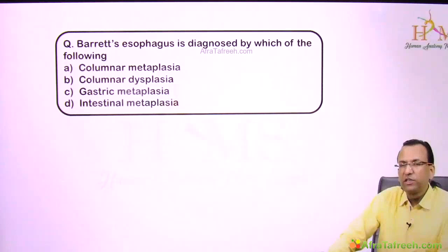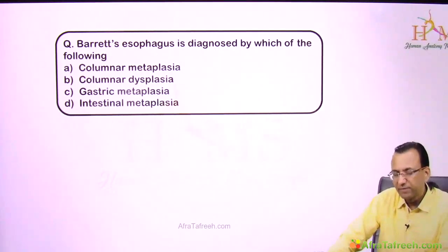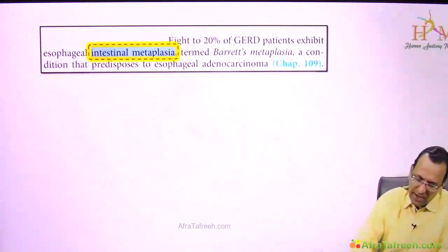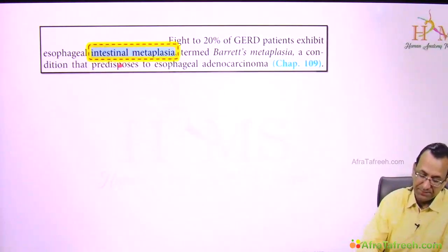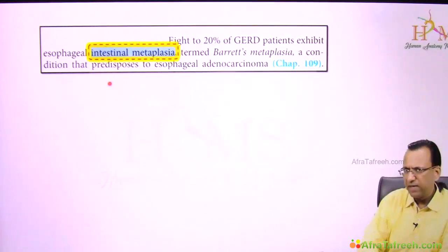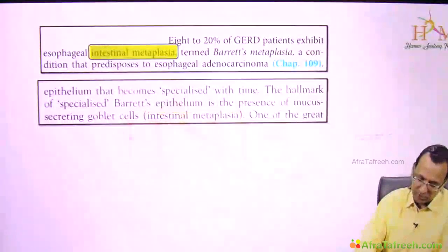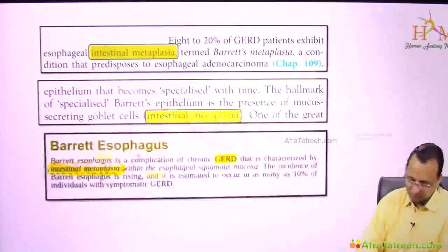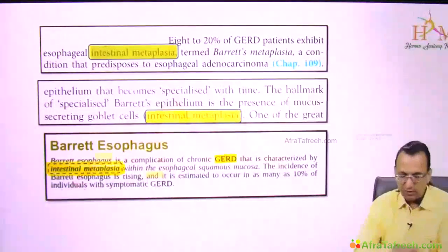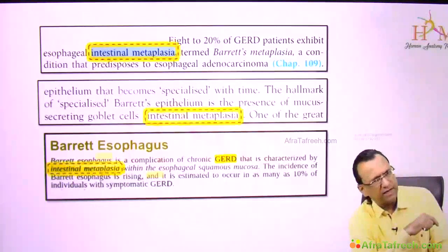It's a controversial question, actually. Anyway, what is the answer? If you read Harrison medicine, it will say it is intestinal metaplasia. And what if you read Bailey Love surgery? It is intestinal metaplasia. And what if it is Pathology Robbins? It is intestinal metaplasia. You mean to say all the 3 books are telling intestinal metaplasia?